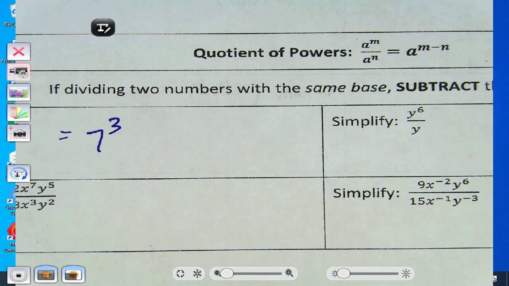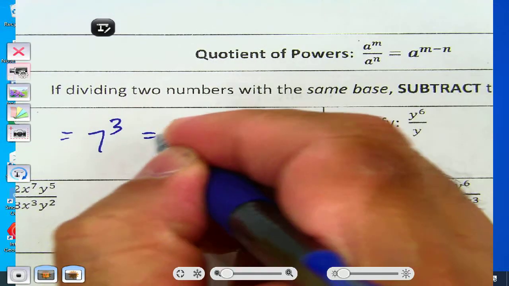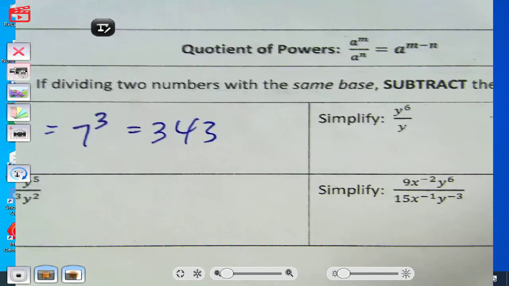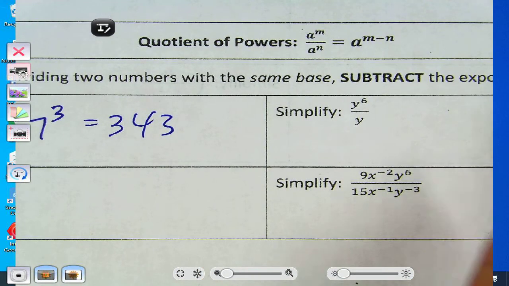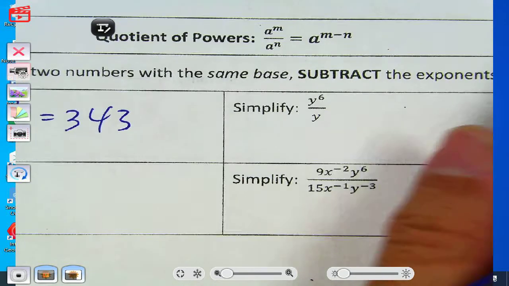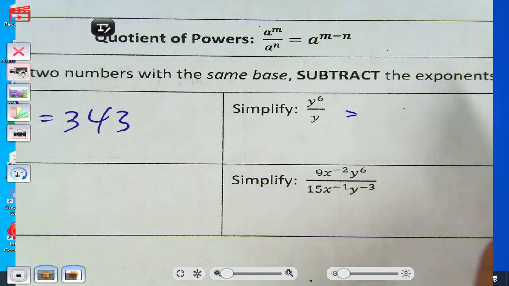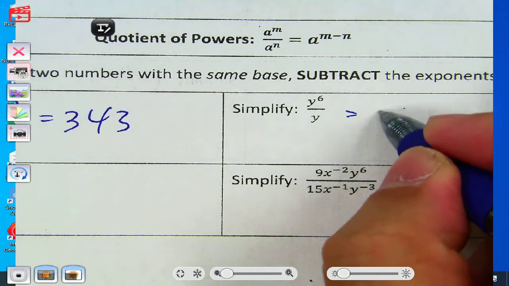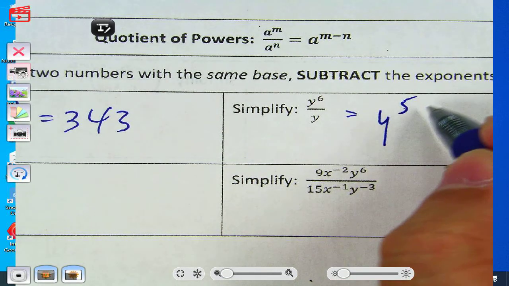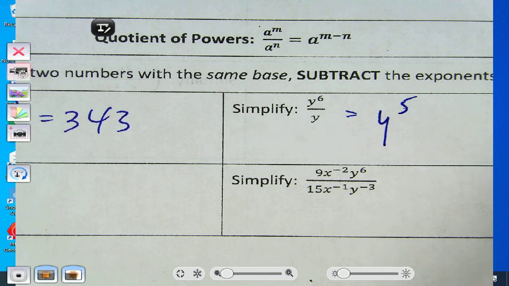343? 343. Do you have to do that? Well, 3 is not that big. And plus you can use a calculator. All right, what is it? Y to the fifth. 6 minus 1 is 5, so that's y to the fifth.